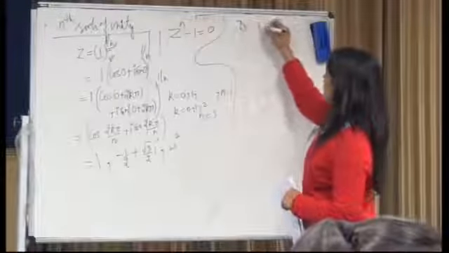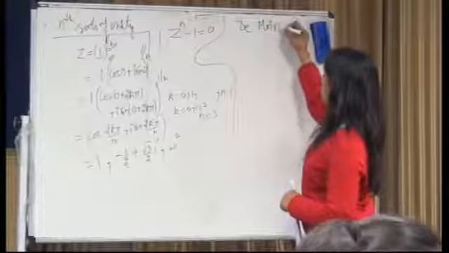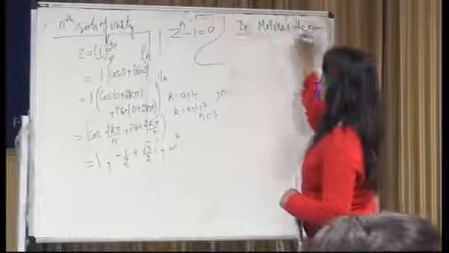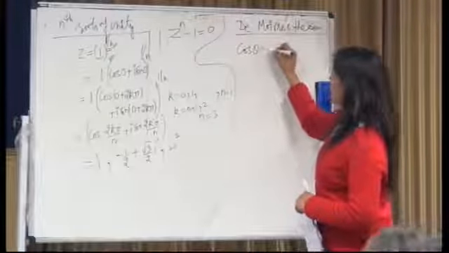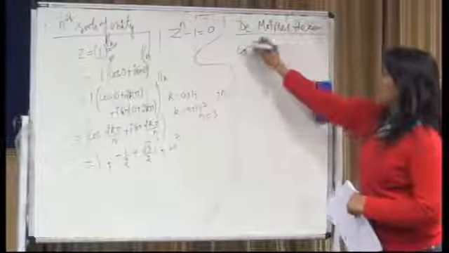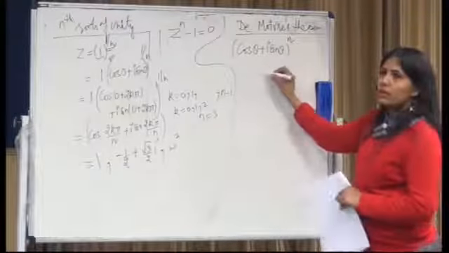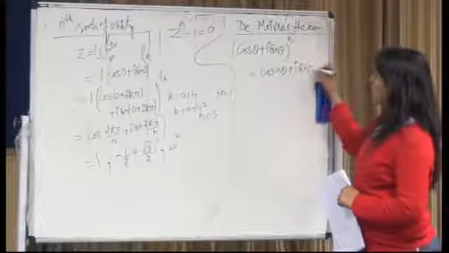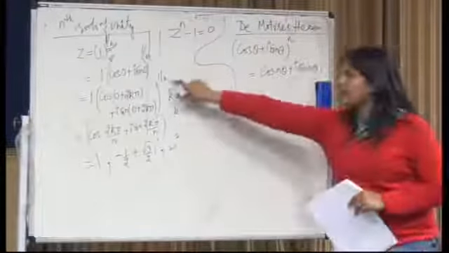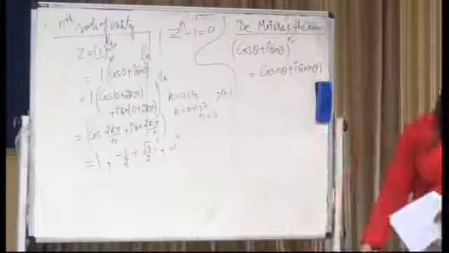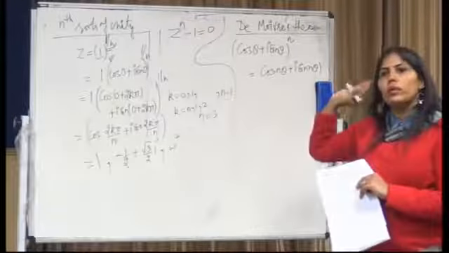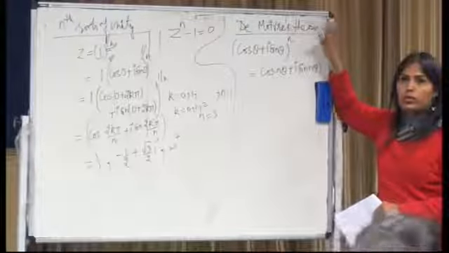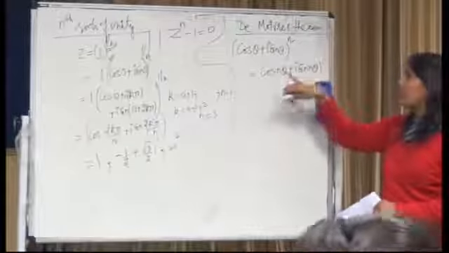De spelling is D-E, Moivre's, M-O-I-V-R-E-S theorem, and that theorem says that cos theta plus iota sin theta to the power n is basically cos n theta plus iota sin n theta. This I applied here, na? And this is a very true fact. You can put any number, like if I ask you to calculate a cube, it is very difficult to calculate. But De Moivre's has given a very good solution.